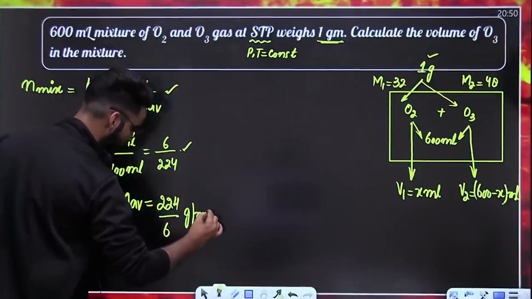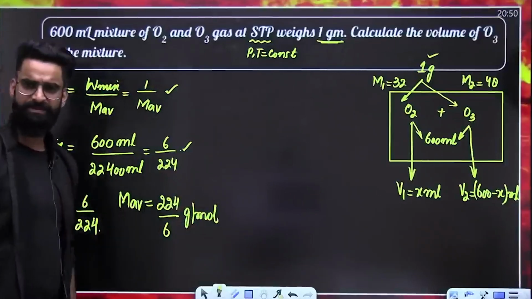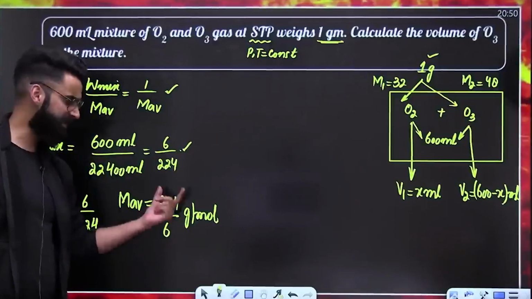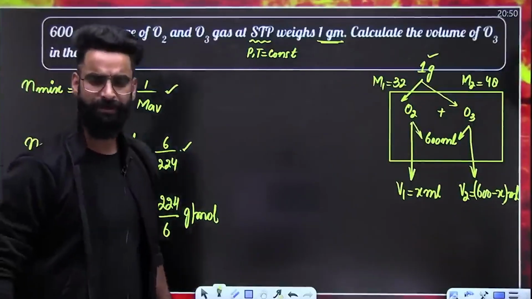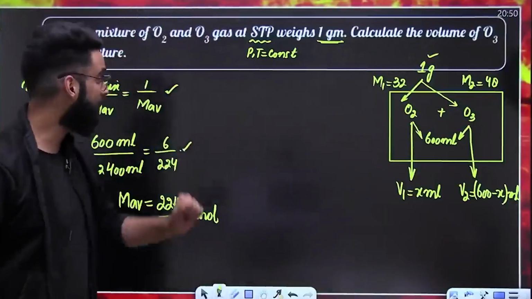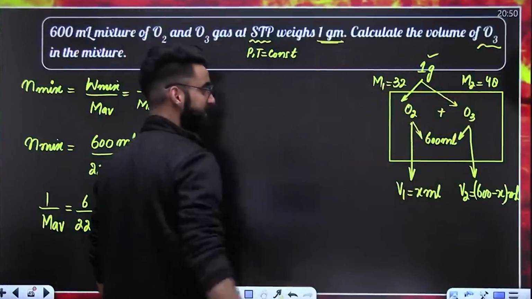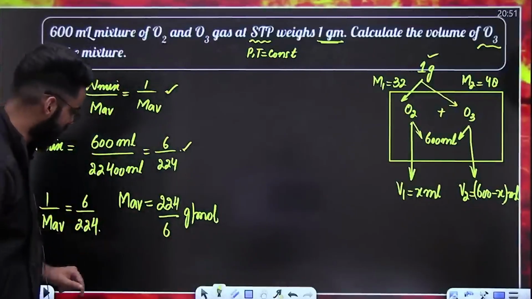Since you have calculated the average molar mass of the mixture, the unit is grams per mole. Perfect. 224 by 6 grams per mole is the average molar mass of the mixture. But as per the question, am I supposed to calculate the average molar mass of the mixture? No. What do I need to calculate? I need to calculate the volume of ozone present in the mixture.